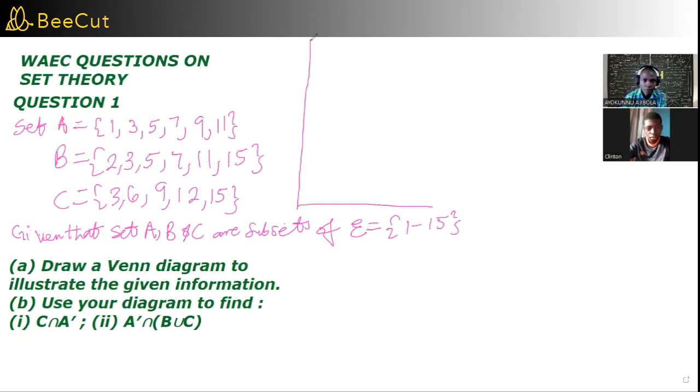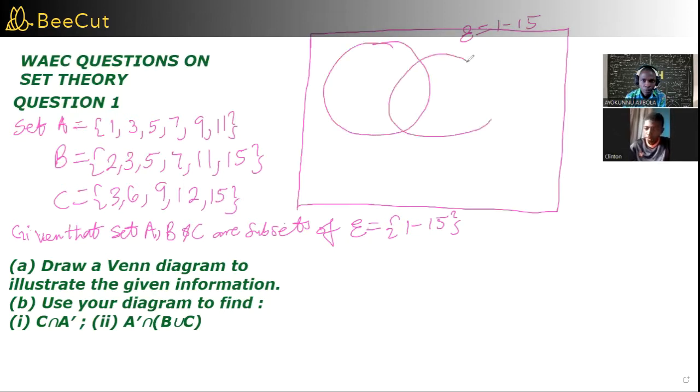Okay, the first step is to draw the Venn diagram. So this is the Venn diagram. We have the universal set from 1 to 15. We have subset A, subset B, and subset C. But before we begin to input anything into the diagram, we have to look for the similarities between the sets. So we have A intersection B intersection C. That is what is present in A and B and C.